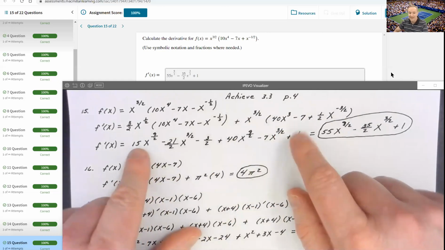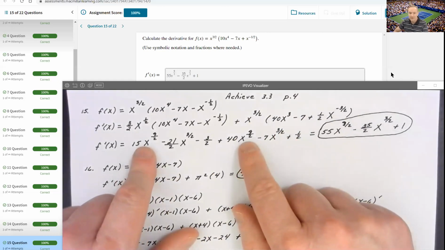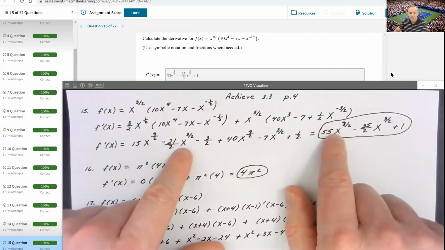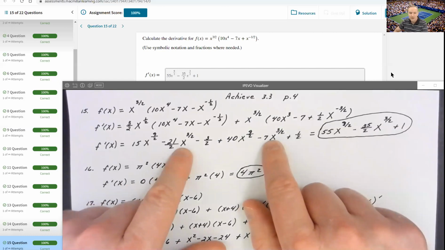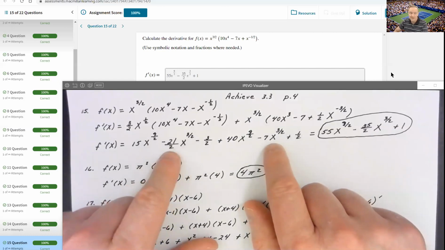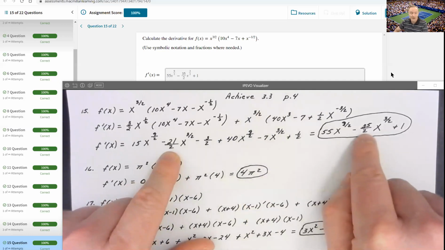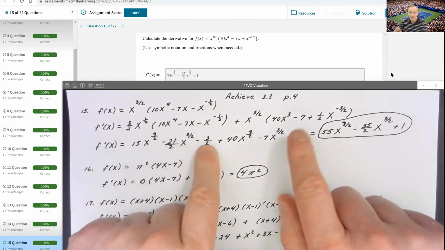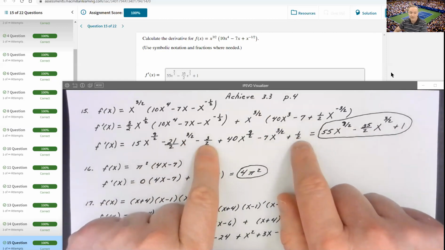Now, combining like terms, you have x to the 9 over 2. I combine their coefficients, I get 55x to the 9 over 2. I have 2x to the 3 over 2. When I thought about this, I just said, well, this is negative 21 over 2. This is the same thing as minus 14 over 2. Negative 21 over 2 minus 14 over 2 gave me minus 35 over 2, x to the 3 over 2. And then we have negative 3 over 2 plus 1 over 2. That's minus 2 over 2.